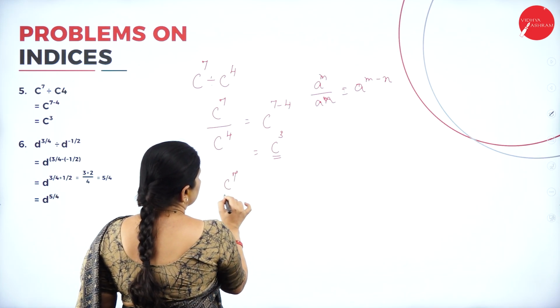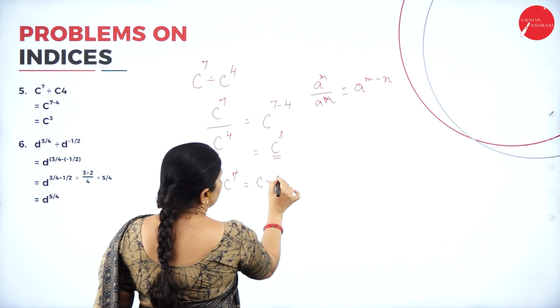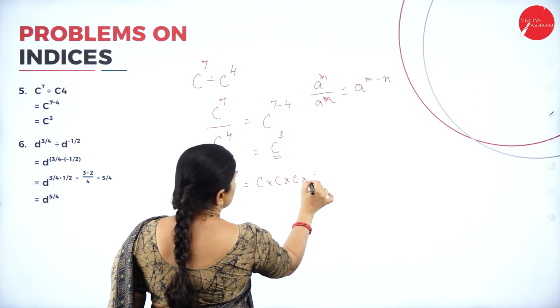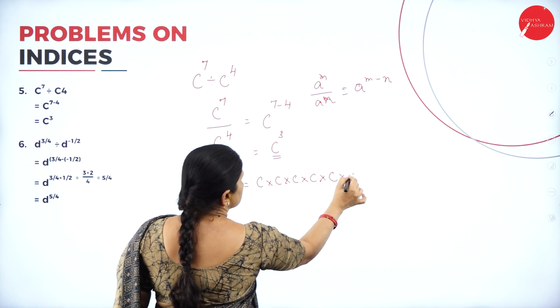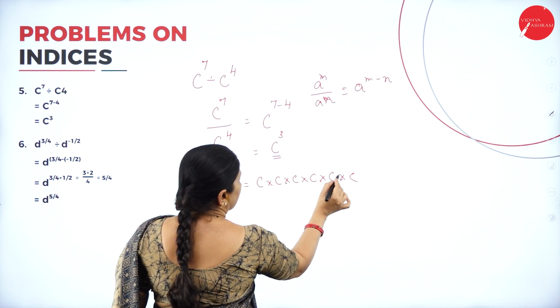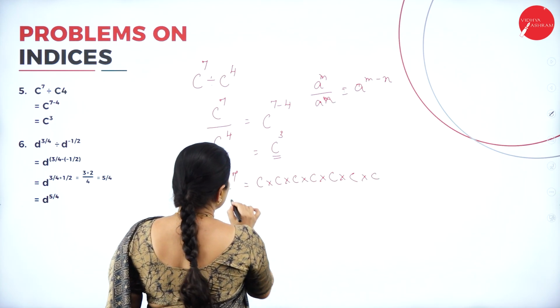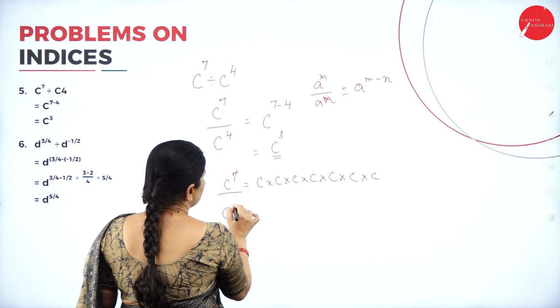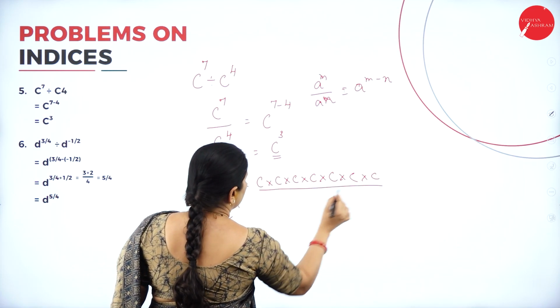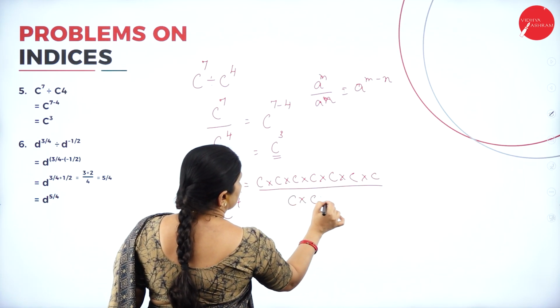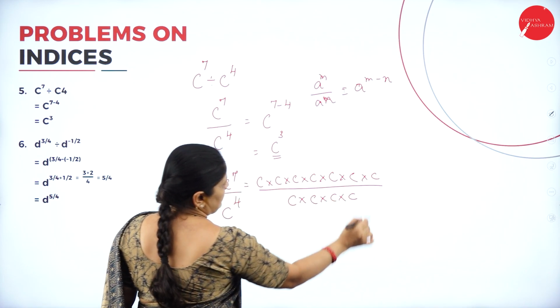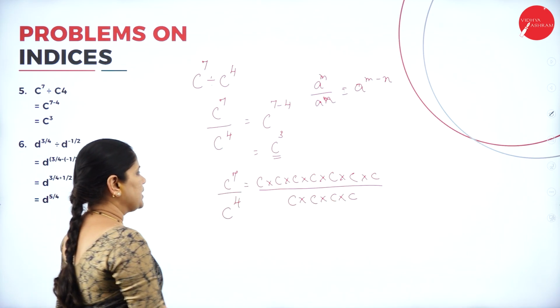So, c to the power 7 equals c into c into c into c into c into c into c. 1, 2, 3, 4, 5, 6, 7. So, c to the power 7 by c to the power 4 is c into c into c into c. Now, what is the answer I am getting?